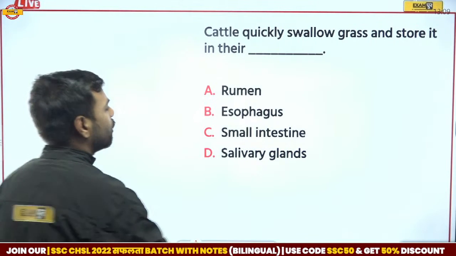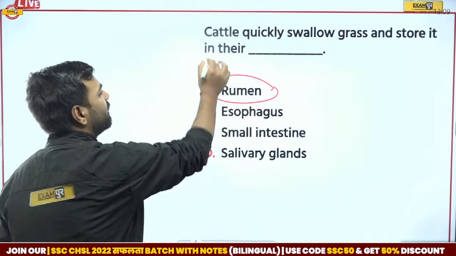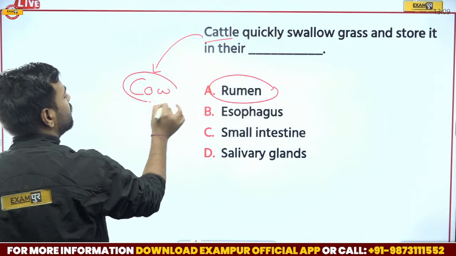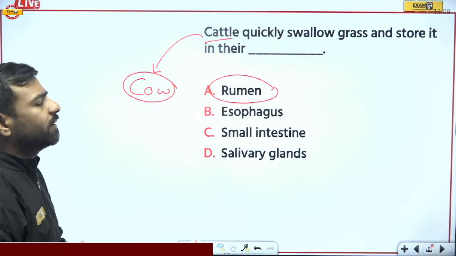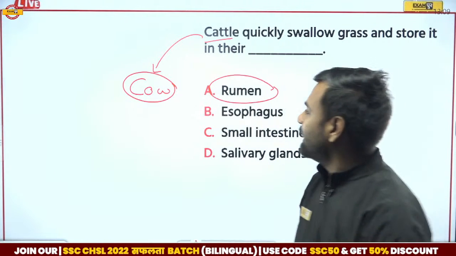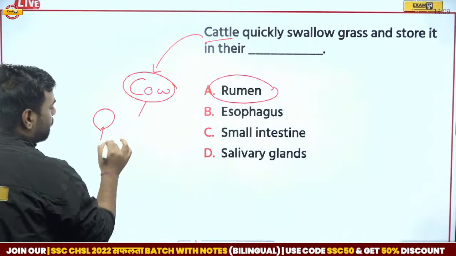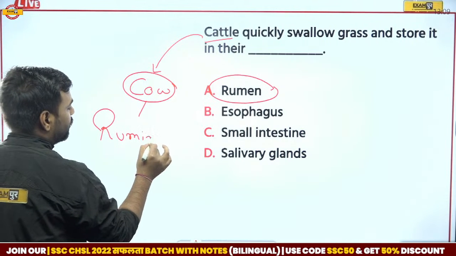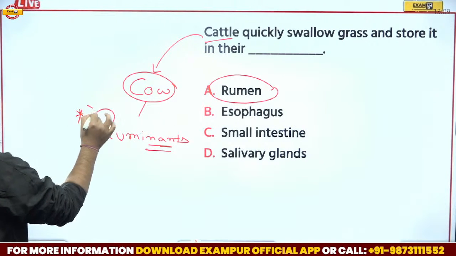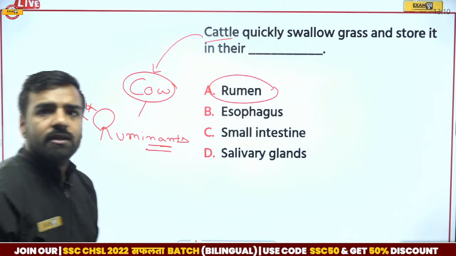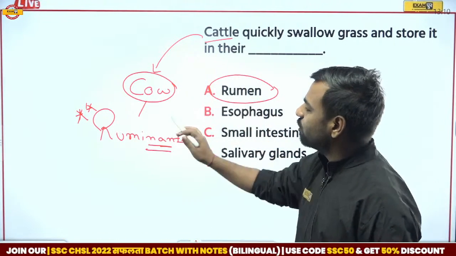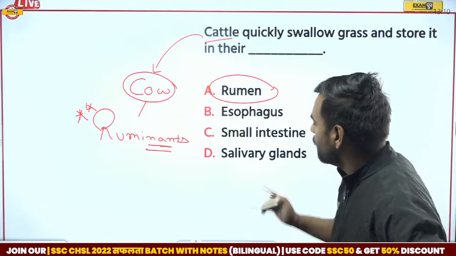Now if I talk about rumen, please remember, whenever we talk about cattle we can talk about cow, we can talk about buffalo. Whenever they swallow grass and store it, they are storing it in the rumen. That's why these cattle are known as ruminants. Very, very important. Do not forget, they are also known as ruminants. These questions are repeatedly asked. The question may be from the rumen part or ruminants. You must remember that.